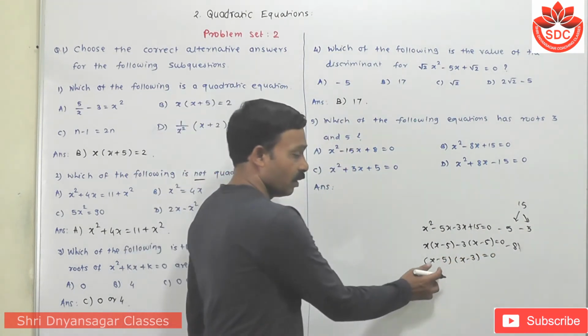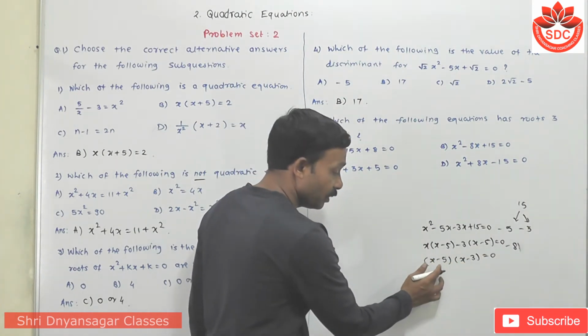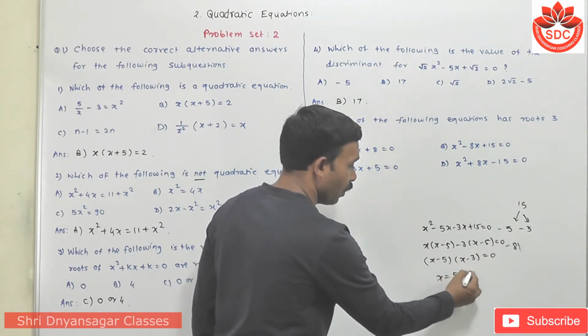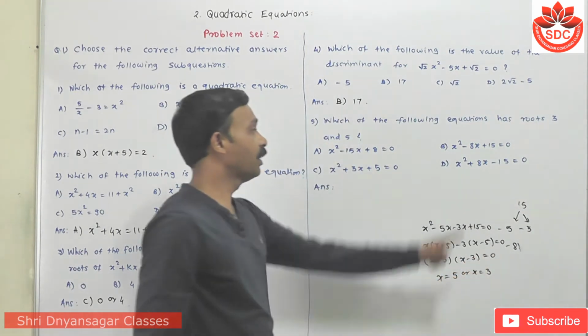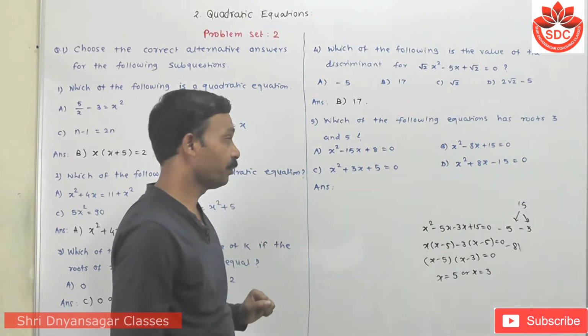The product of two terms is 0, which means at least one of them must be 0. So I take this value equal to 0 and this value also equal to 0, which means x is equal to 5 or x is equal to 3. So 3 and 5 are the roots of this equation. That means D is correct.